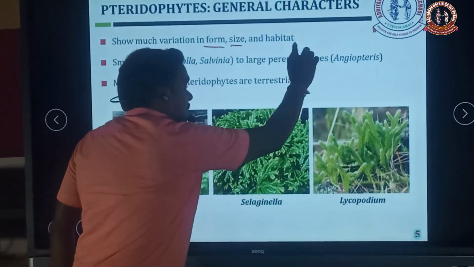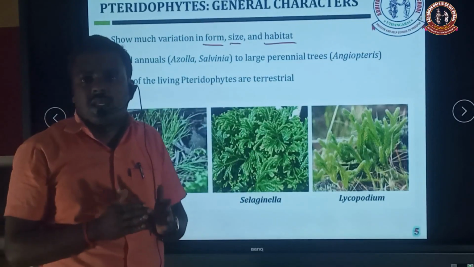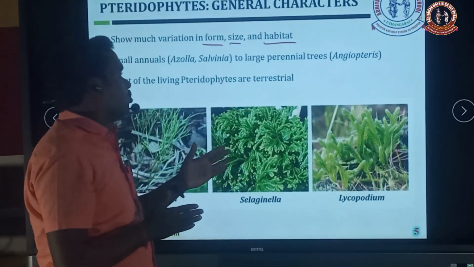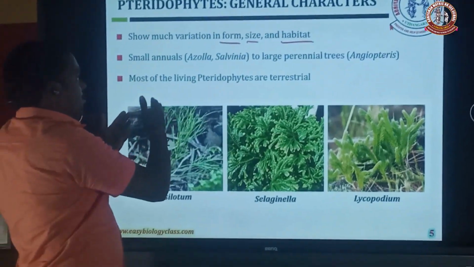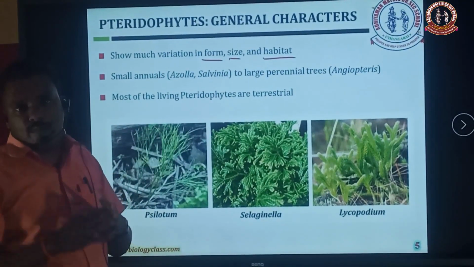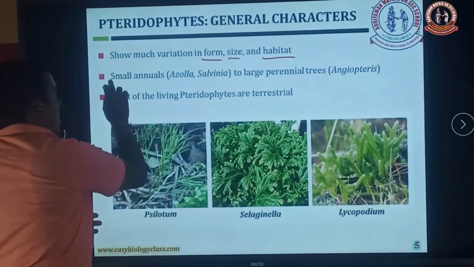The next one is that habitat is also different. Habitat means the living place of the plant body. So these are all variations when comparing one pteridophytic plant to another. The next characteristic feature of the pteridophyte is small annual plants.